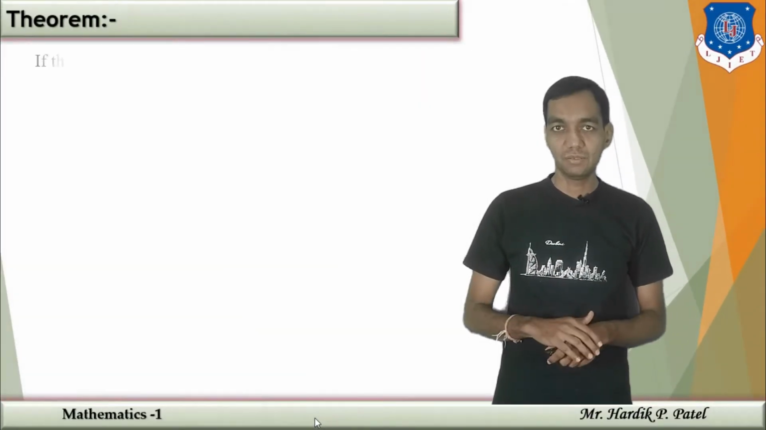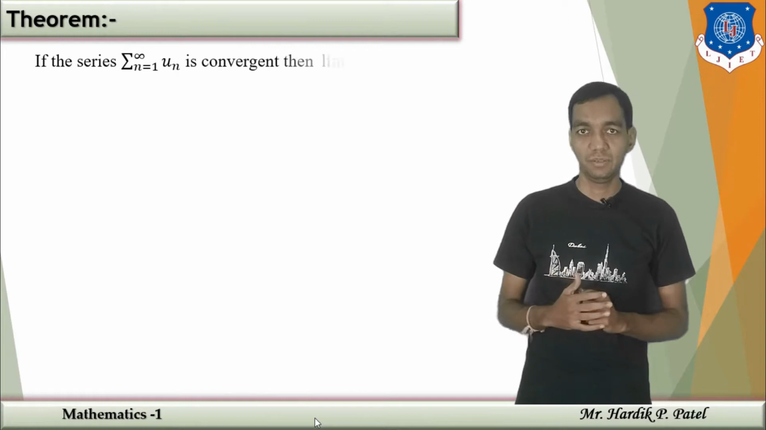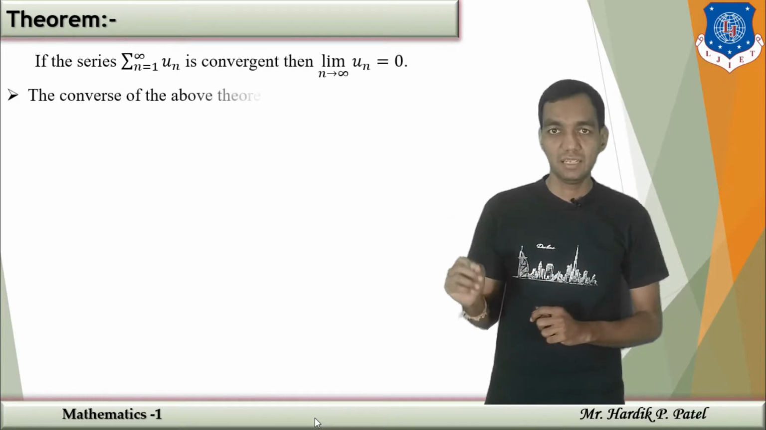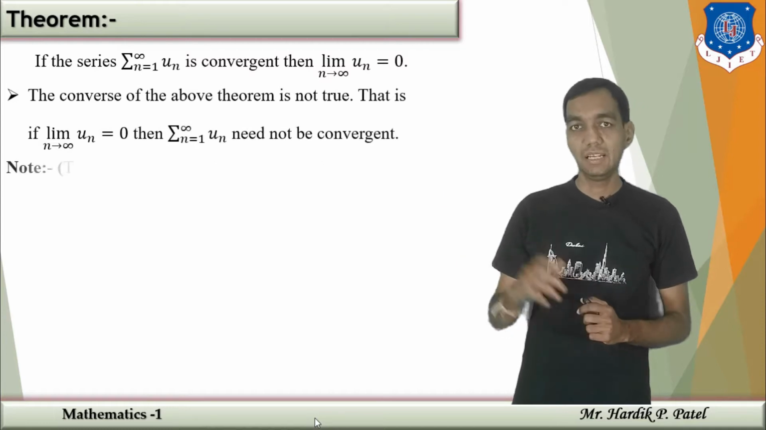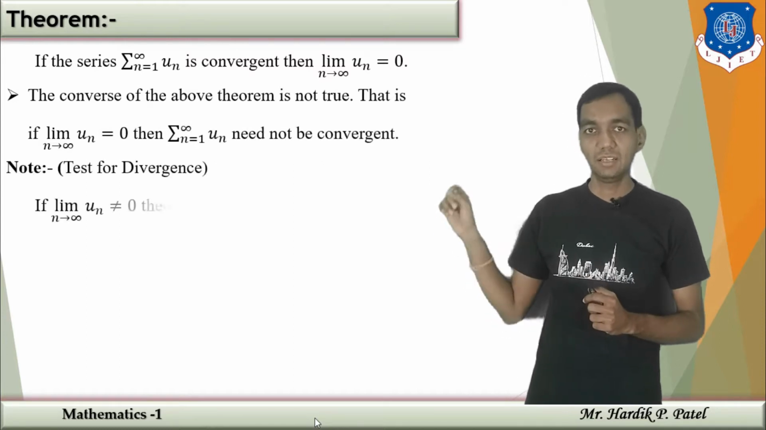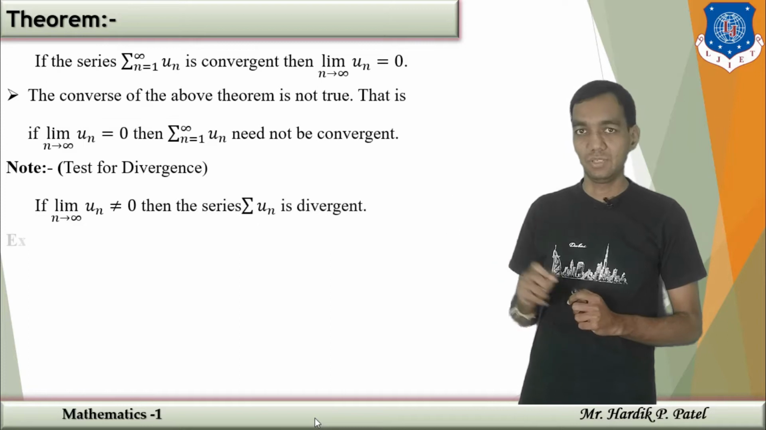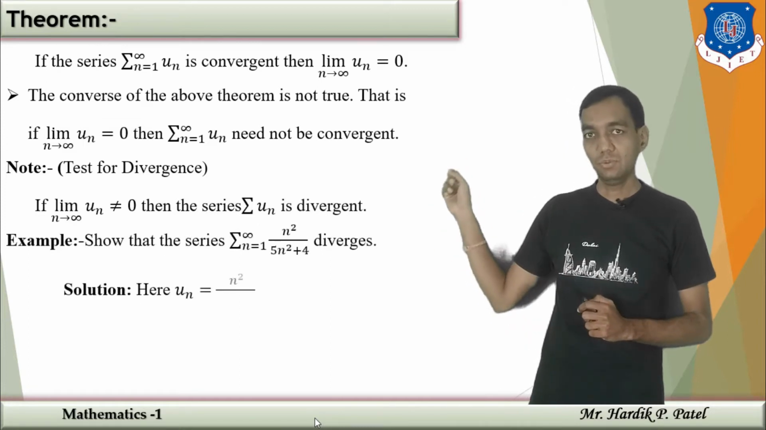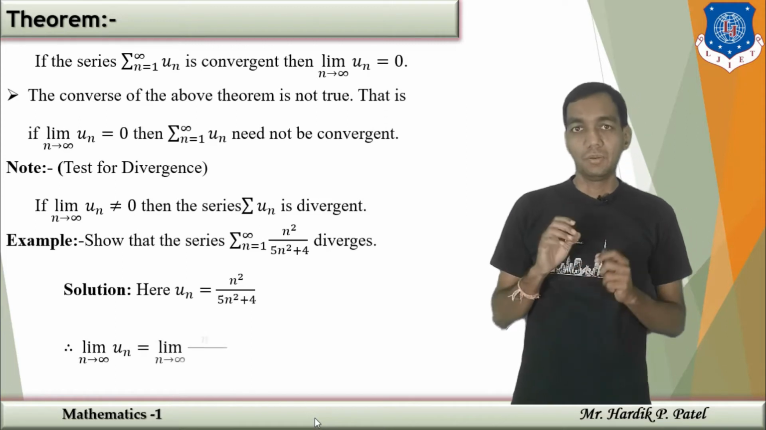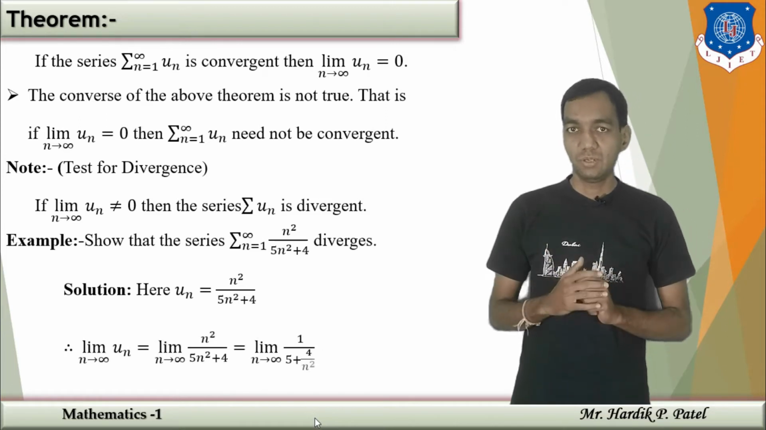Now, first we are starting with a theorem. The theorem says that if sigma un, where n is running from 1 to infinity, is any convergent series, then the limit of the nth term is 0. That means limit n tends to infinity, un is equal to 0. But the converse is not true.